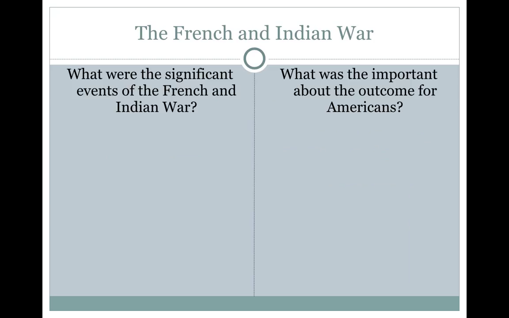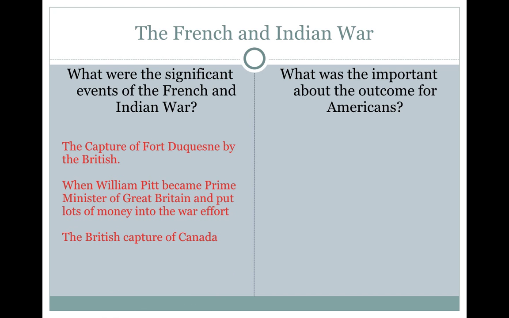French and Indian War. A couple of things we got to know about the French and Indian War. This took place the 7 years prior to 1763. So this is while the United States is not independent from Great Britain. Great Britain is fighting a war against France for land in North America. Now what were some significant events of the French and Indian War? This is what we've got. The capture of Fort Duquesne by the British. Huge deal. Fort Duquesne is what we now know as the city of Pittsburgh, Pennsylvania. They captured that, which gives them control of the Ohio River Valley.